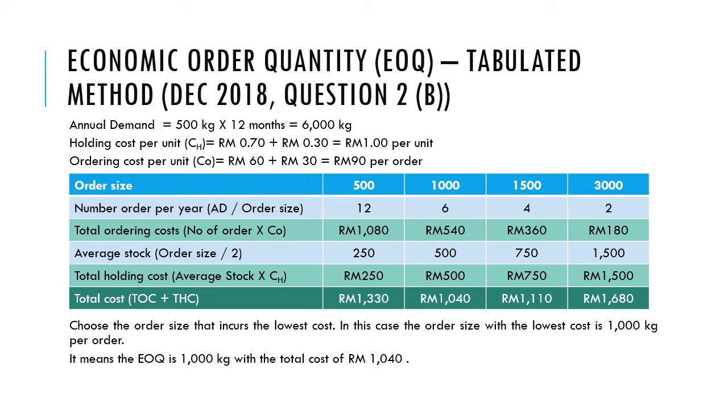So you choose the one with the lowest cost. Here we can see that the lowest cost is when the company orders 1000 kilograms per order. So choose the order size that incurs the lowest cost. In this case, the order size with the lowest cost is 1000 kilograms per order. It means the EOQ is 1000 kilograms with a total cost of 1040 ringgit.